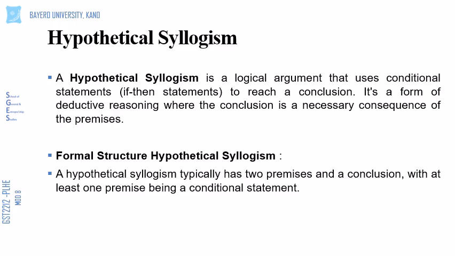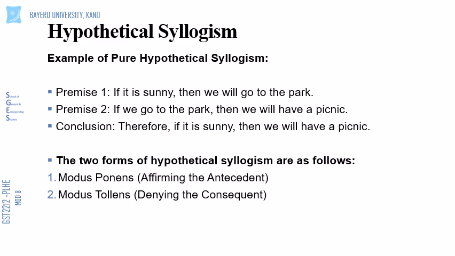Now, based on the rules of inference, we shall see what we call the first rule of inference. The first rule is hypothetical syllogism. This is a logical argument that uses conditional statements, and we use these conditional statements in deducing the conclusion. So we have two forms of this hypothetical syllogism.